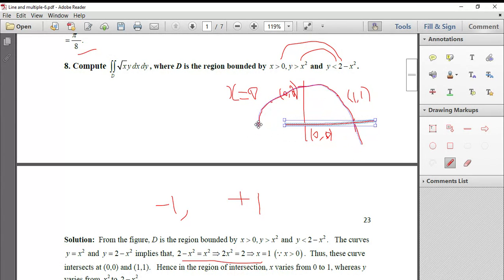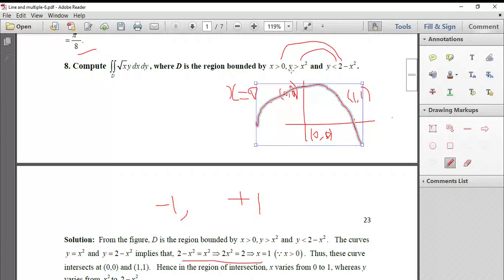Okay, it is a parabola like this. Fine. Now this is your y is equal to 2 minus x square. Right? Since our x is greater than 0, we cannot consider this portion. Here x will be negative, to the left of the y-axis. So we have to consider only this part.